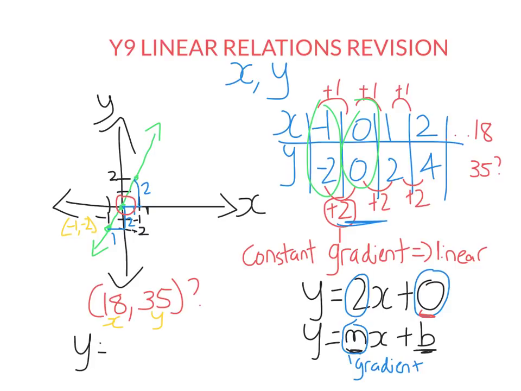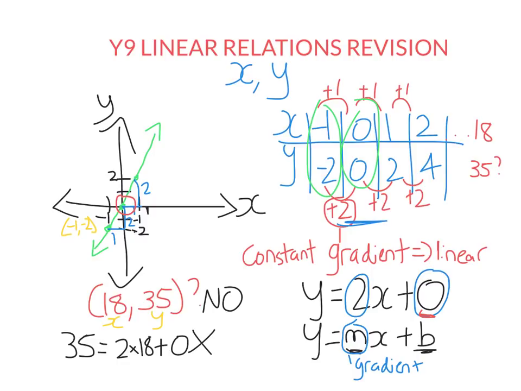So my equation is y equals 2x, or 2x plus 0. If I change the x, I'm going to rub out the x and change it to 18. So I get 2 times 18. And I'm going to change the y value to 35. Then I get 35 equals 2 times 18 plus 0. This is clearly not a true statement. 35 is not 2 times 18. That's an untrue statement. Therefore, the answer is no. 18, 35 will not lie on this line.